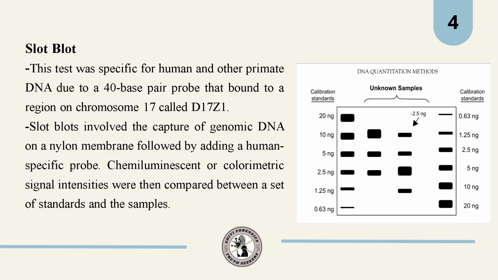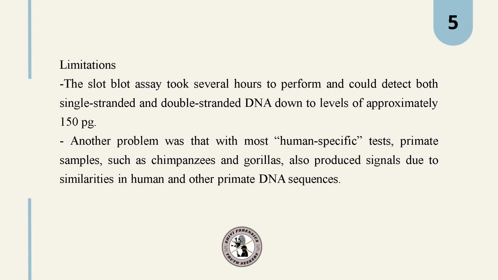As you can see in the diagram, there are signal intensities of the unknown sample in between two lines, and the outer two lines are signal intensities of the standard sample. In the standard sample, we know that the signal intensities belong to a particular amount of DNA. The comparison is done between both to determine the concentration of DNA in the unknown sample. This method also has some limitations. Because this comparison is done manually, it becomes a very lengthy process. It takes several hours to perform. Second, it is also not specific to humans only because, as I said, some of the signals are also for primate DNA.